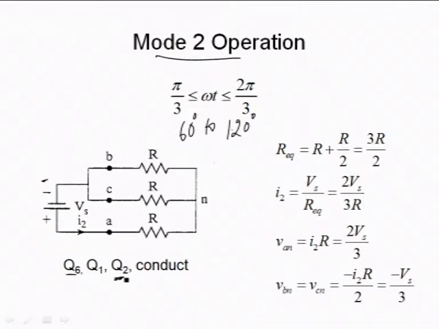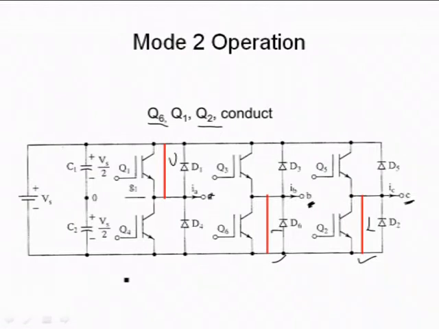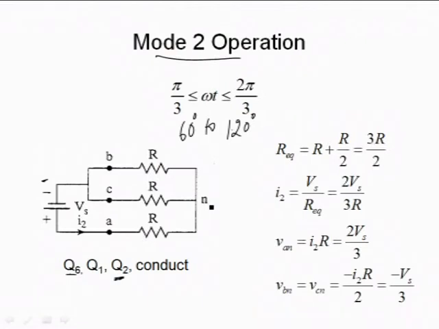Q6, Q2. If you want, you can see the circuit again. So, where is Q6? This is Q6. Q2 is phase C, Q6 is B, Q1 is A. Mode 2 operation. See B and C, again they are in parallel, R and R, connected to negative. Positive is connected to A phase, that is R. So, Q6, Q1, Q2 are conducting.